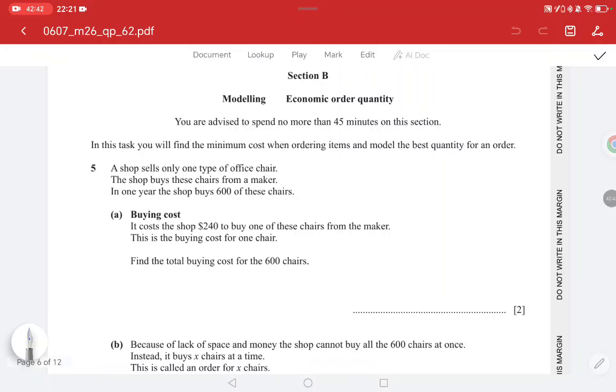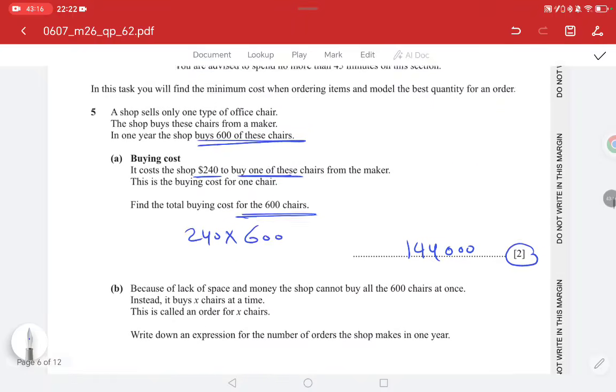Here they said buying cost, the cost of the chairs. They said to find the total buying cost of 600 chairs, and that it costs the shop 240 to buy one. So to buy one is 240, and we need 600. It's direct multiplication. It's 2 points. Actually, this one should be only 1 point, but since it's 2, please show this multiplication. So this will be the answer.